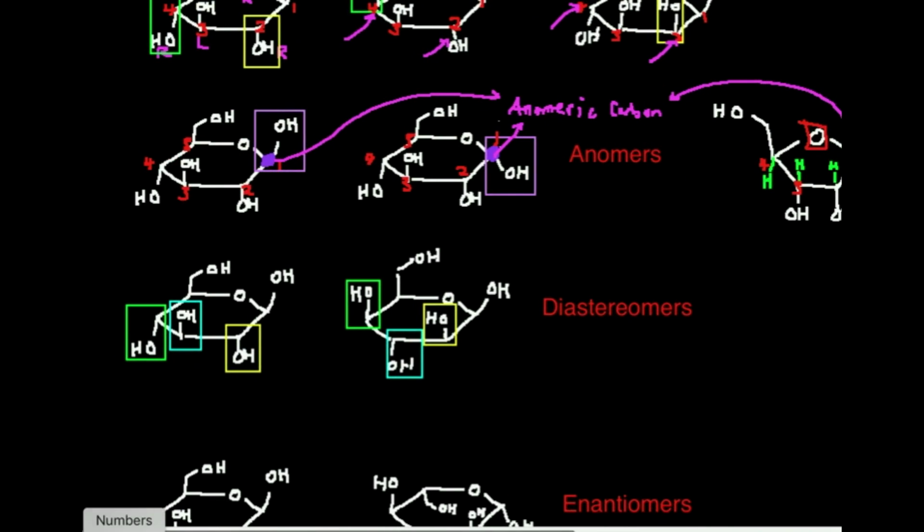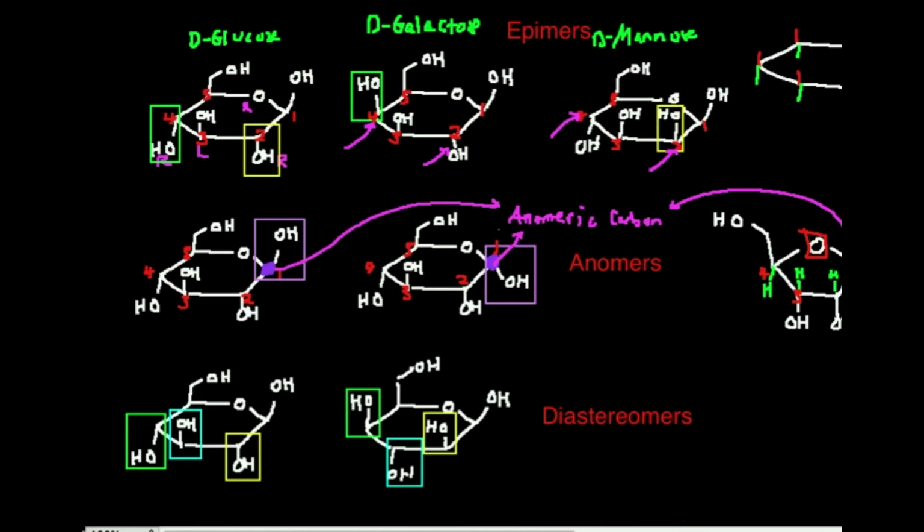I think it makes a lot more sense to talk about epimers and anomers first. In the next video, I'm going to cut it off right here, and we're going to go into diastereomers and enantiomers, and those different kinds of carbohydrates. So this concludes this video on stereochemistry of carbohydrates. We're going to finish this topic up in another video after this, so keep watching for that.